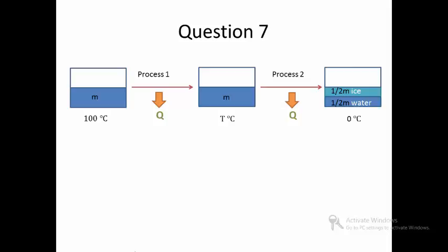Initially, there's a water with mass m at 100 degrees Celsius. After process 1, Q amount of thermal energy is released, lowering the temperature to some T, which we need to find out. Then, after another release of Q in process 2, the temperature becomes 0 degrees Celsius and half m of water freezes.